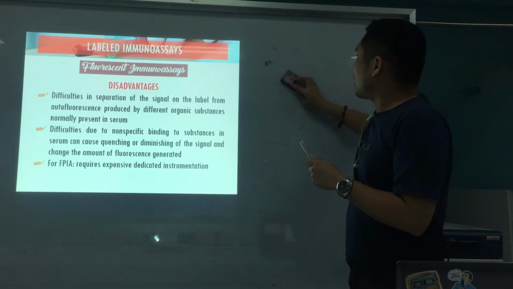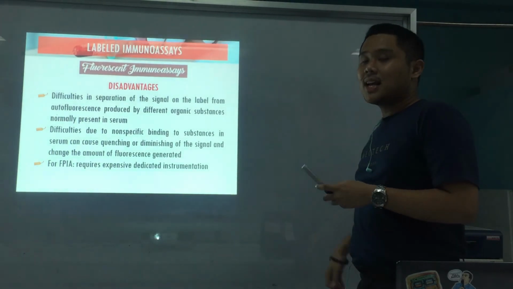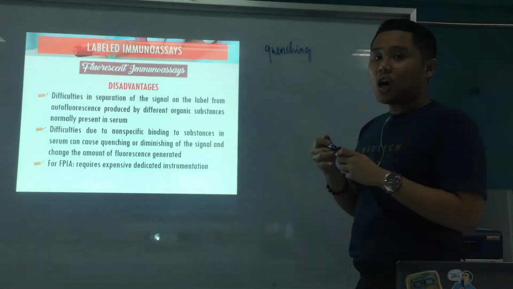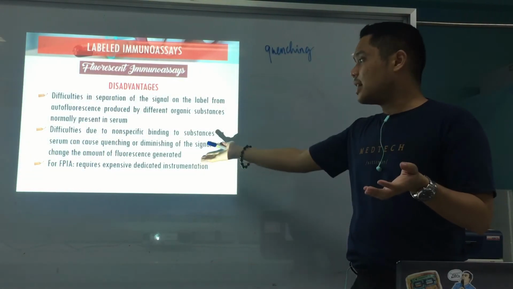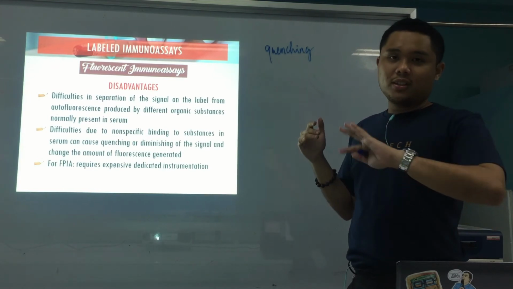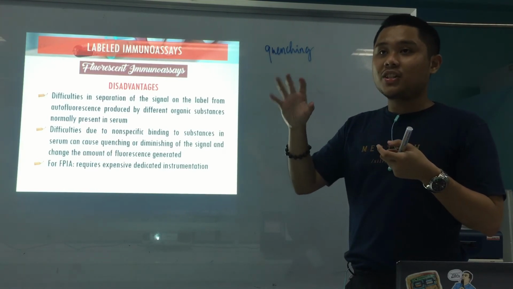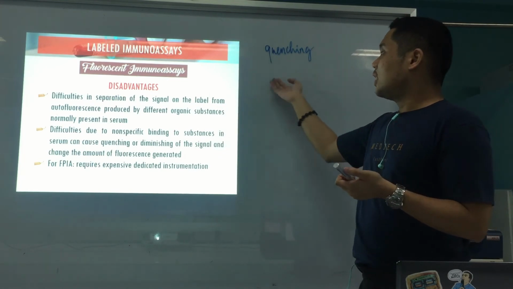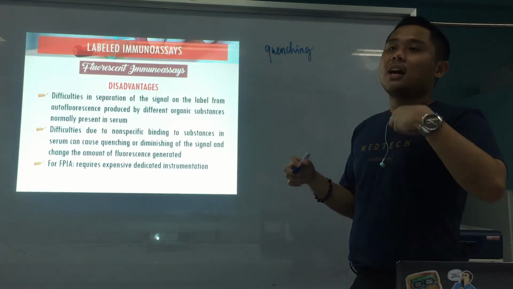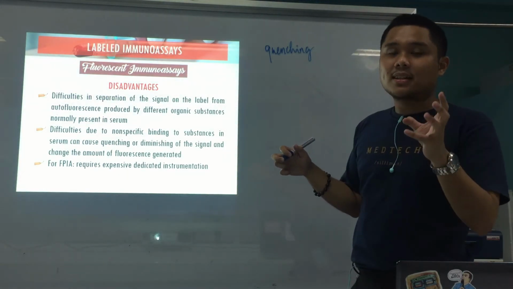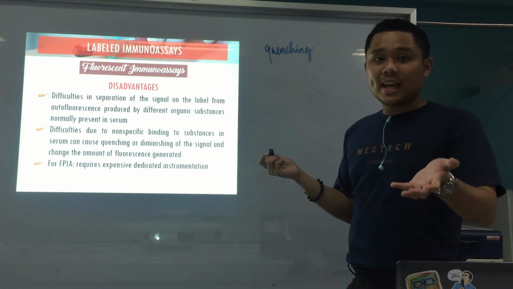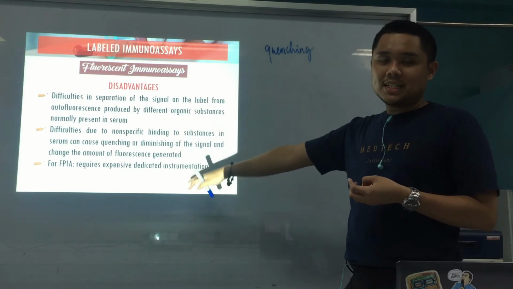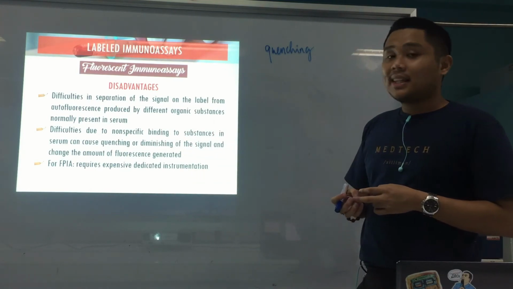So when you hear about fluorescent tests, fluorescent immunoassays, the main disadvantage is quenching. When you say quenching, there are some substances in your organic substances, for example in your serum or in your area, that could quench. When you say quench, it absorbs or takes away the light, or the fluorescence is lost because of quenching. So it diminishes or even eliminates the fluorescence that was produced. If no fluorescence can be detected, you get a false negative. And FPIA requires expensive, dedicated instrumentation.